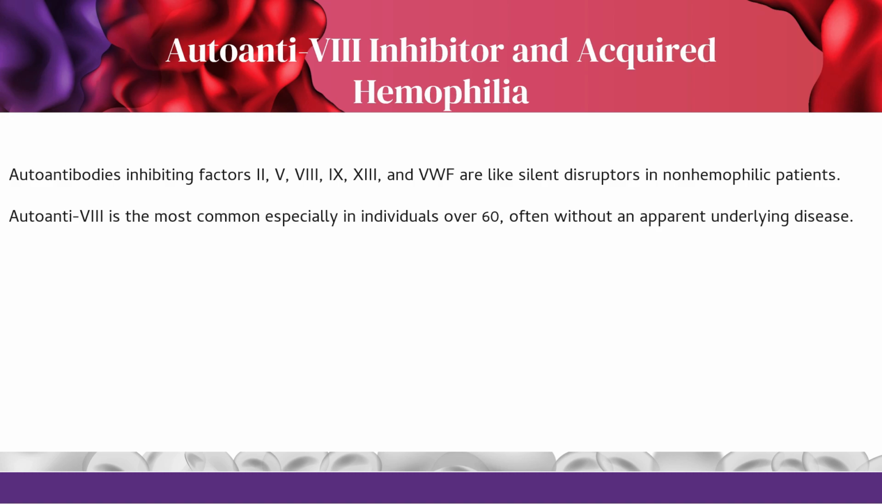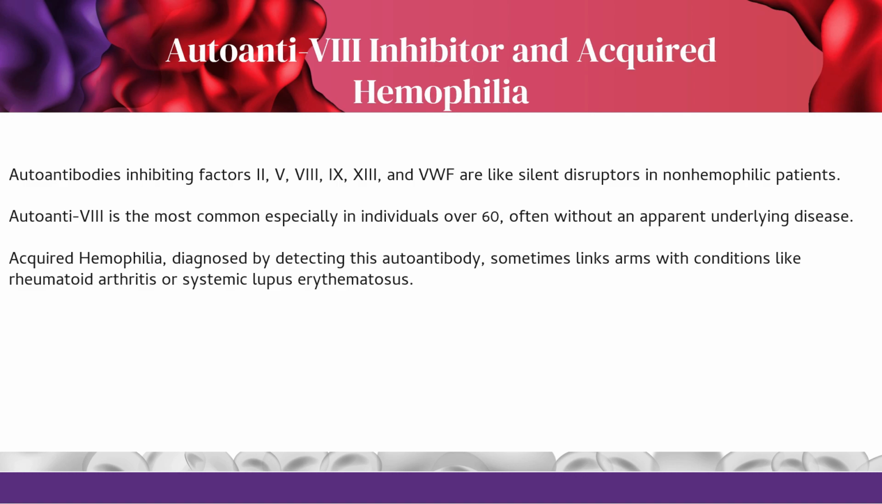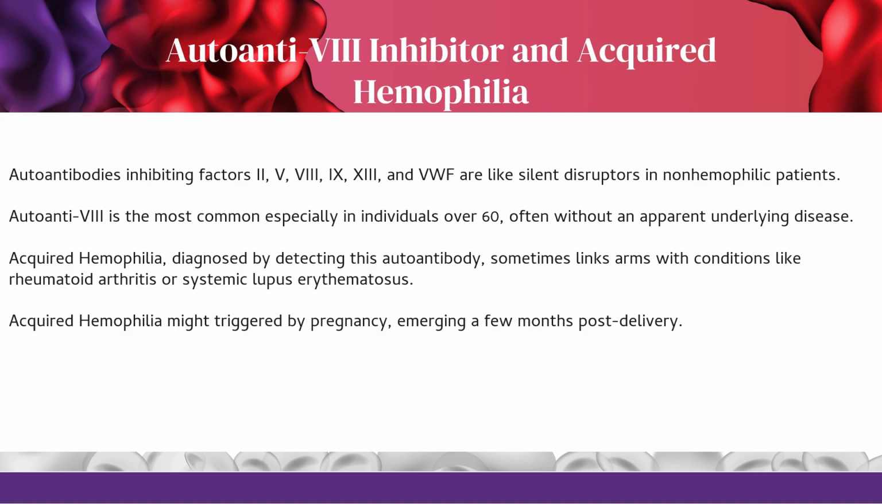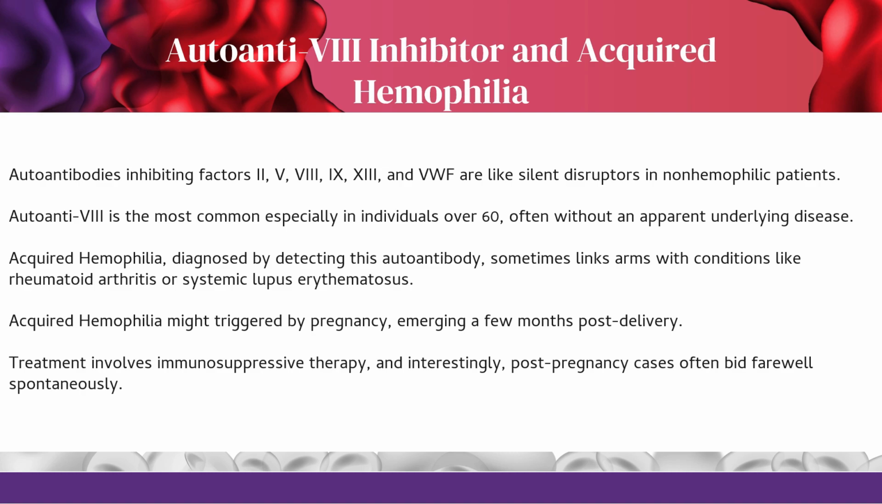In the spotlight, autoanti-8 takes center stage, especially in individuals over 60, often without an apparent underlying disease. Acquired hemophilia, diagnosed by detecting this autoantibody, sometimes links arms with conditions like rheumatoid arthritis or systemic lupus erythematosus. Acquired hemophilia might wear different masks, triggered by pregnancy, emerging a few months post-delivery. Treatment involves immunosuppressive therapy, and interestingly, post-pregnancy cases often bid farewell spontaneously.